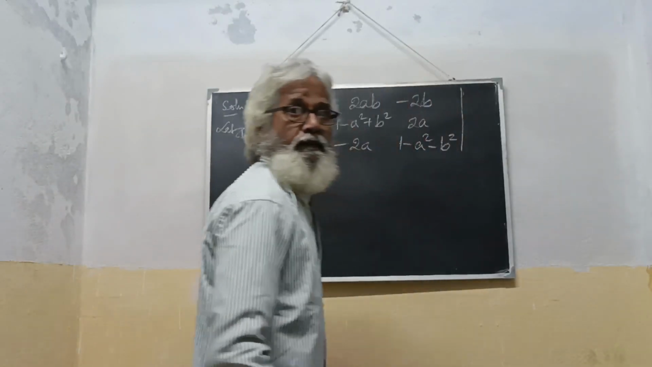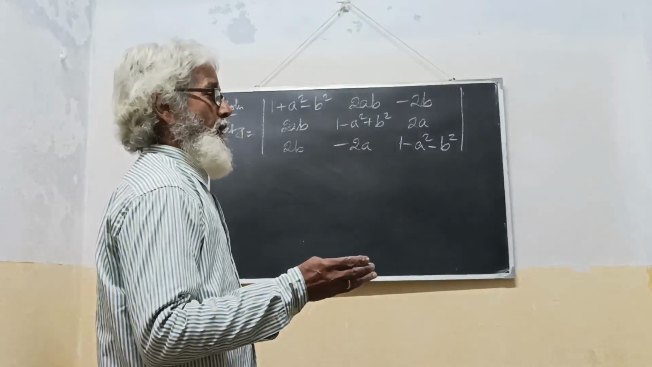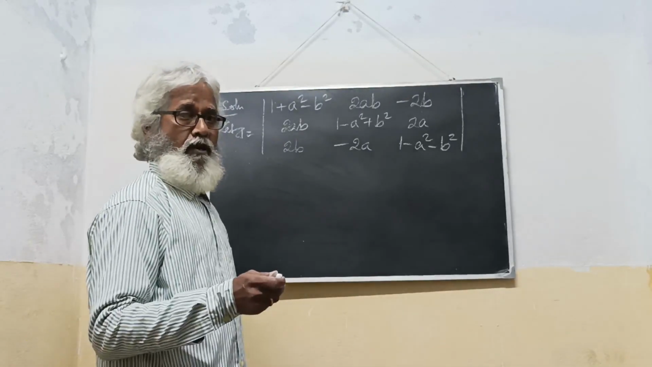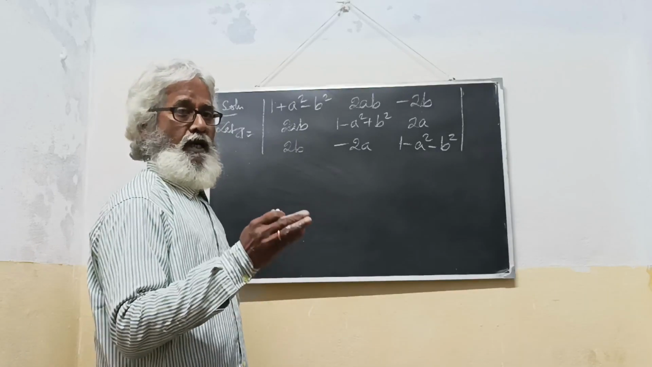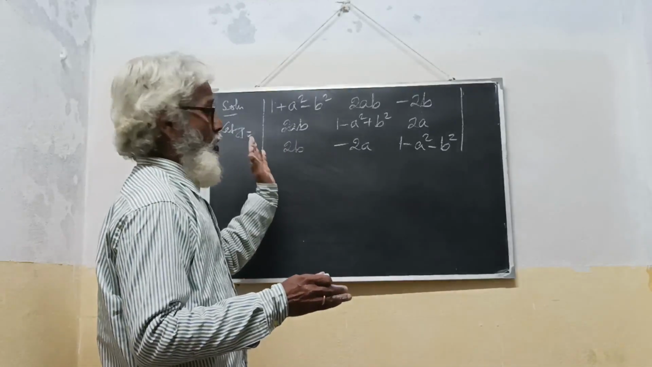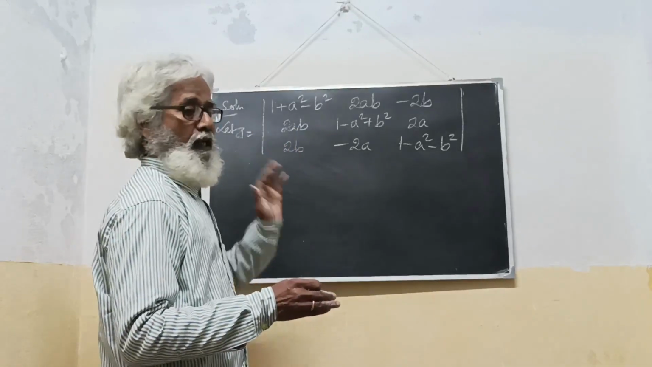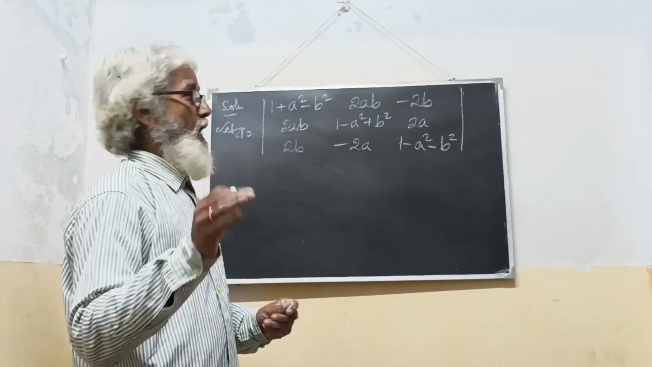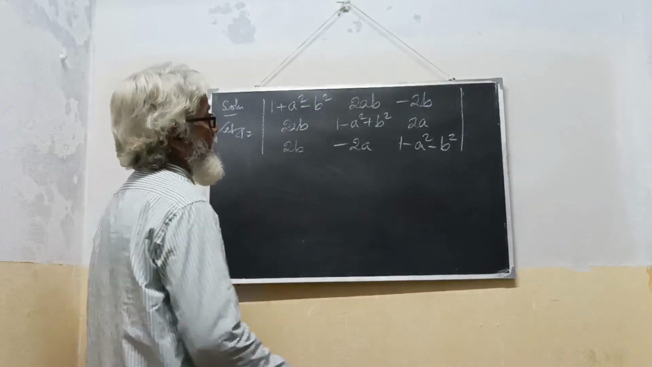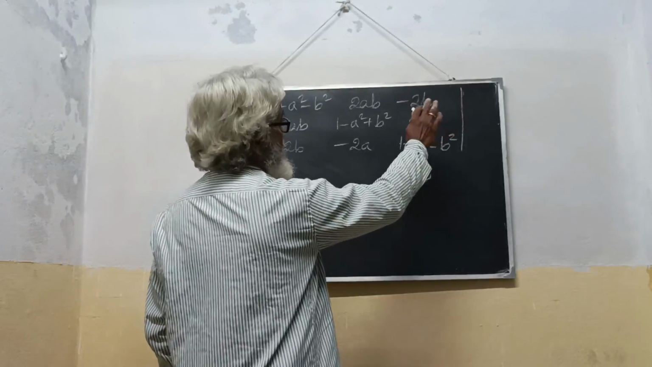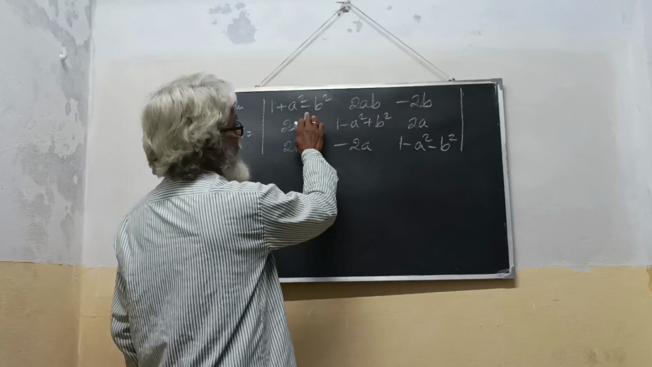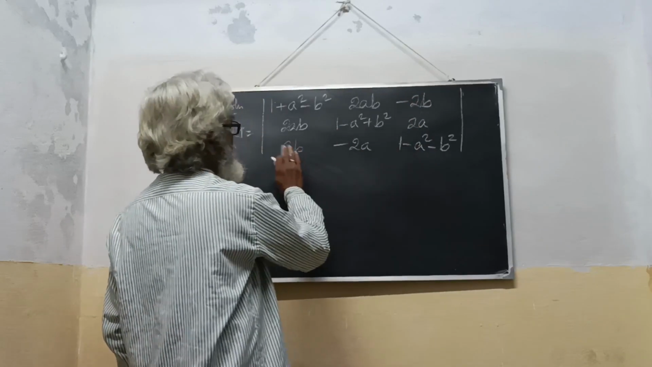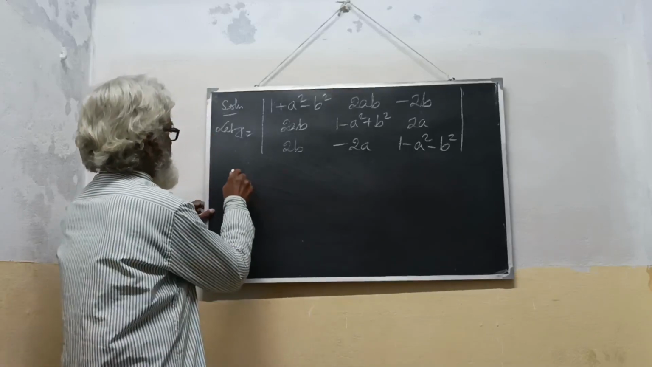The property was that if we add or subtract some multiple of the elements of any other row or column to or from the corresponding elements of any other row or column, the determinant remains the same in its value. Here, at first we subtract b times the elements of the third column from the corresponding elements of the first.